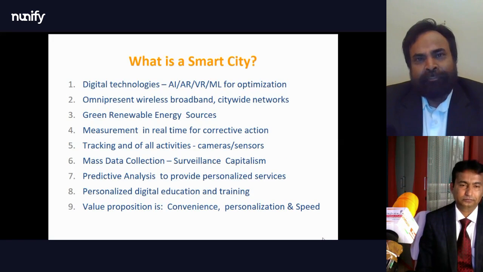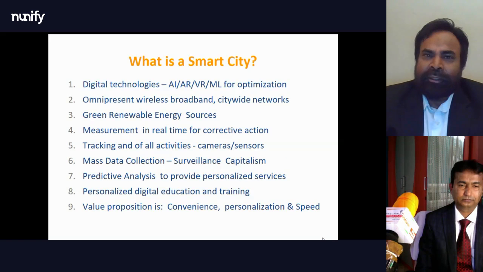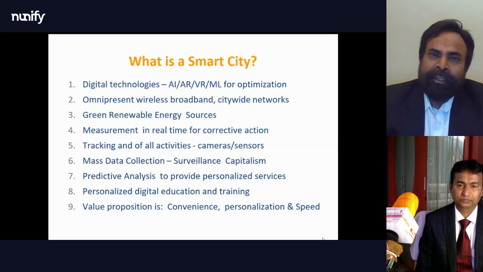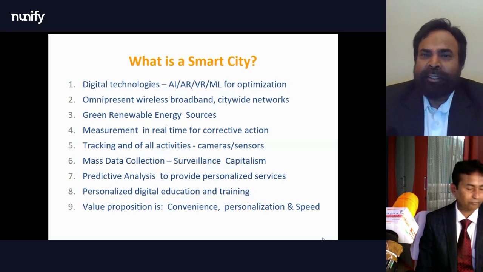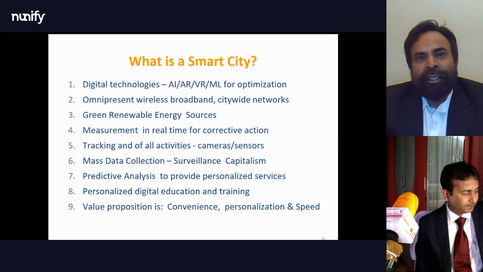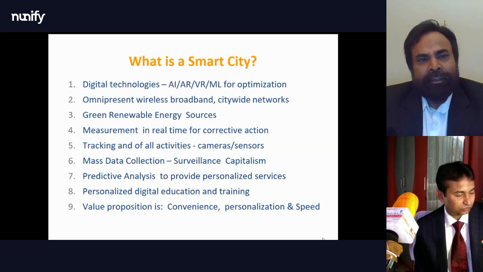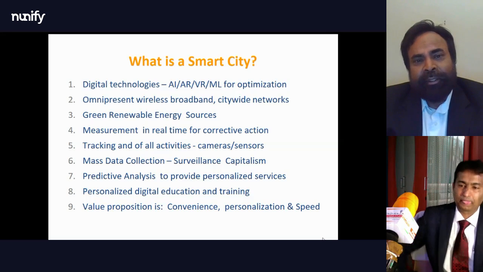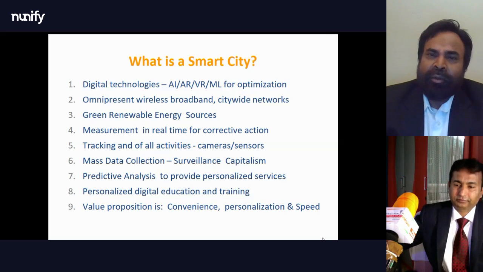What is a smart city? A smart city is empowered with digital technology, whether it's AI or augmented reality, virtual reality, machine learning for optimization to make it more efficient. It's omnipotent wireless broadband, citywide networks, which means you have a nervous system that connects all of us. And number three, it is green renewable energy sources. It's powered by those, and at least that's the aspiration. And measurement in real time for corrective action.